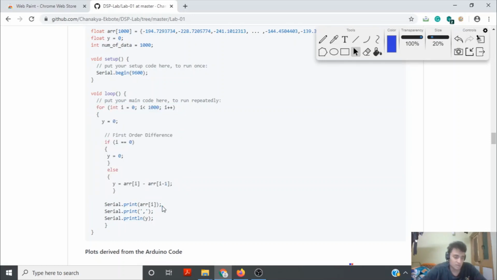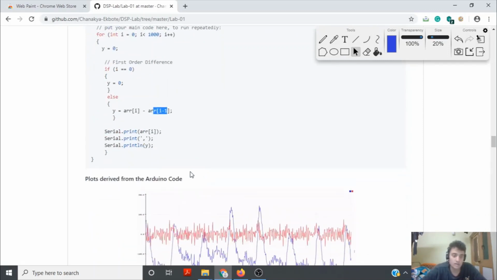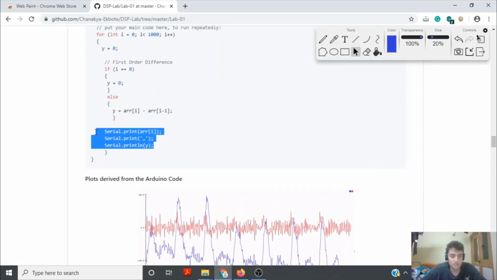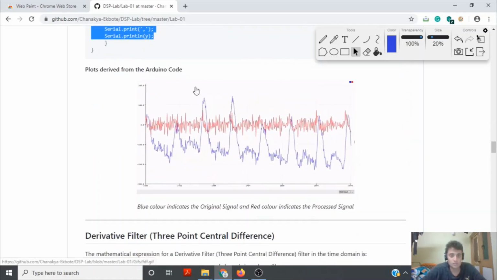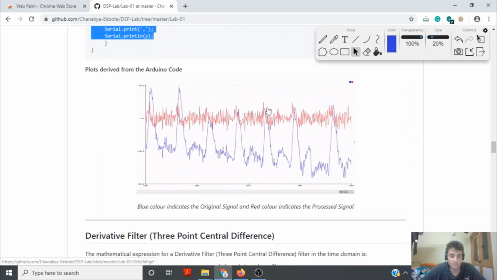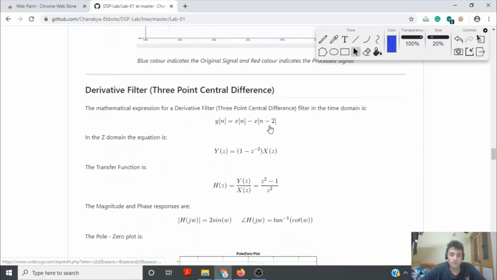Printing this prints the original signal, and this prints the response, which is arr[n] minus arr[n-1], which is x[n] minus x[n-1], and this plots it as one single plot. So this plot can be seen from this particular figure. Now what is a derivative filter, 3-point central difference?